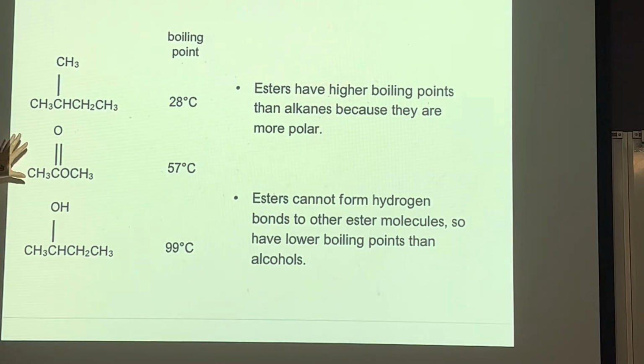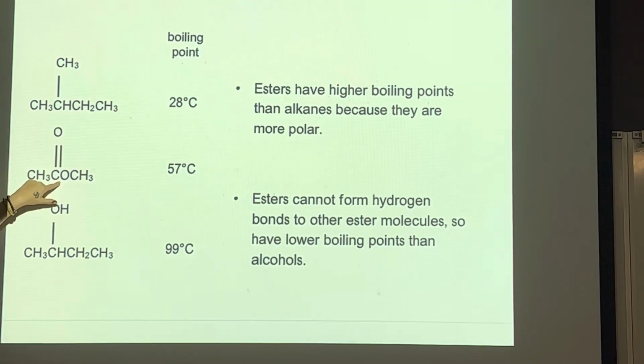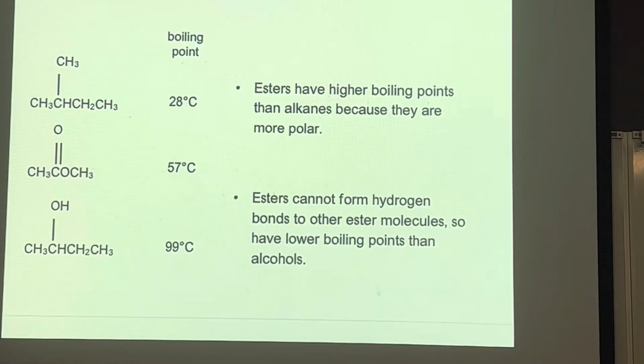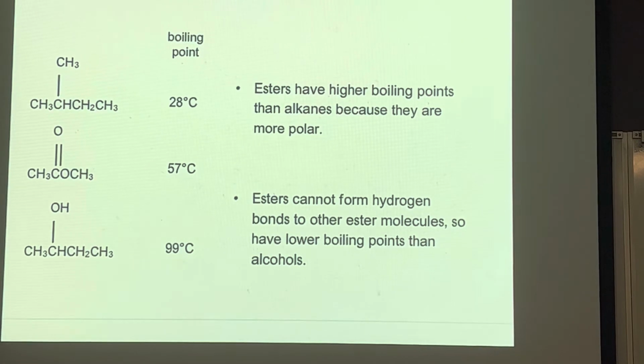But you don't have any hydrogen bonding going on here, because you don't have a hydrogen on an electronegative atom. You have a bunch of hydrogens on the carbons over there, but do hydrogens on carbons participate in hydrogen bonding? No. Okay? It's a hydrogen that's on a very electronegative atom that does that. You don't have any hydrogens on your oxygens here.